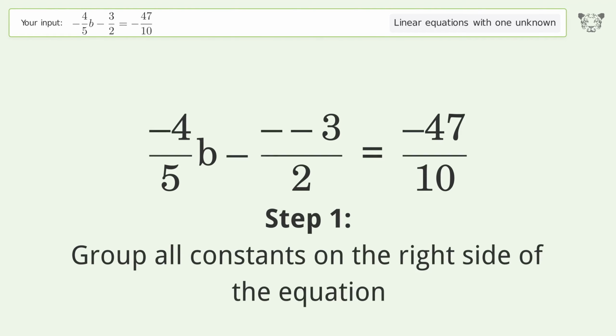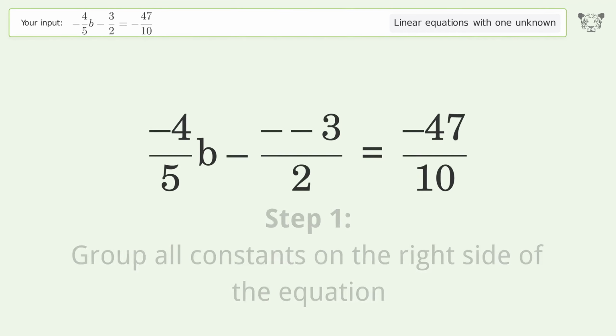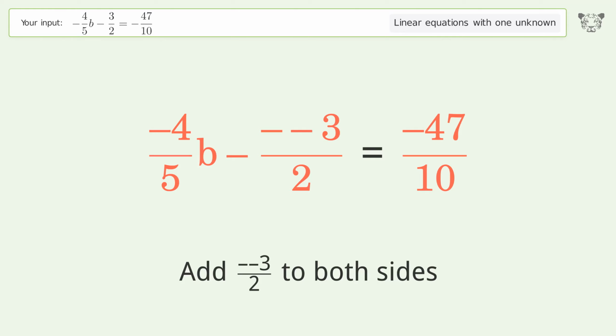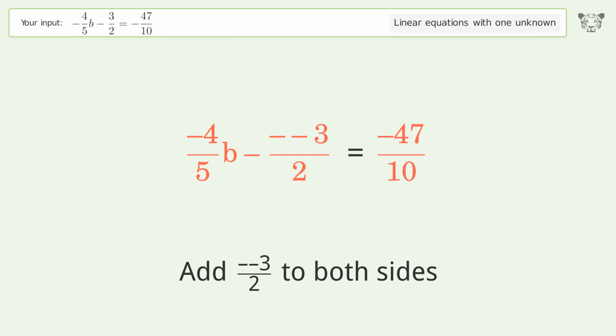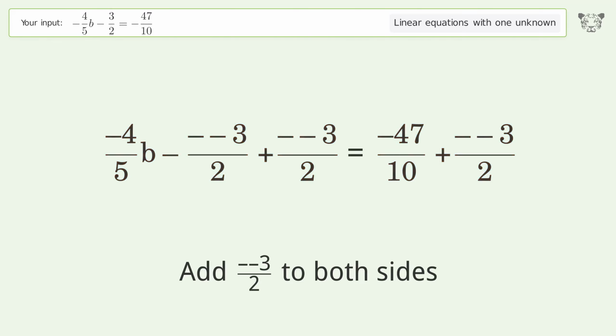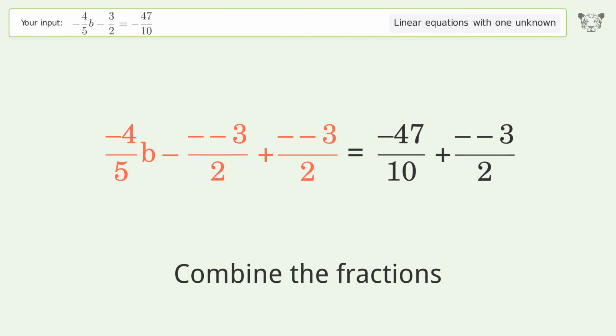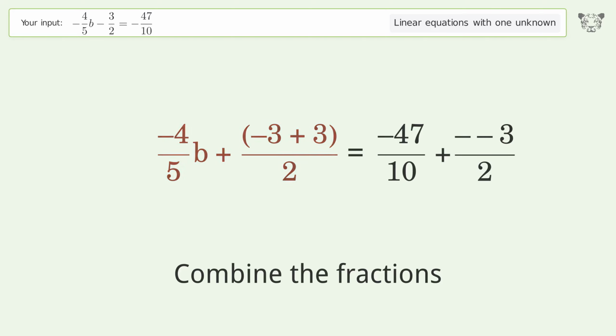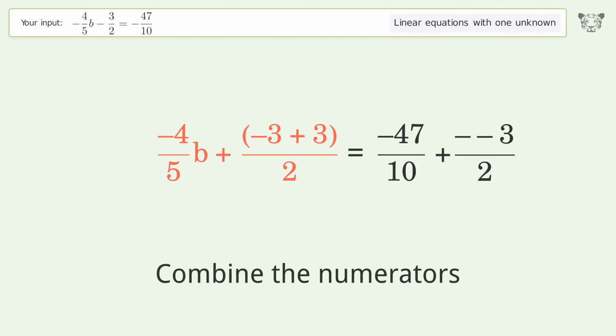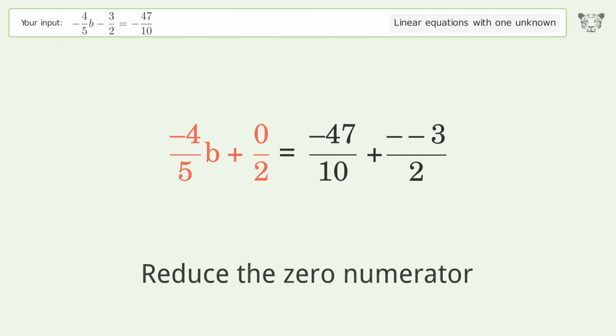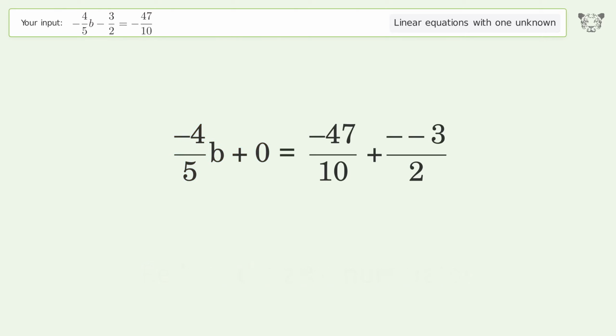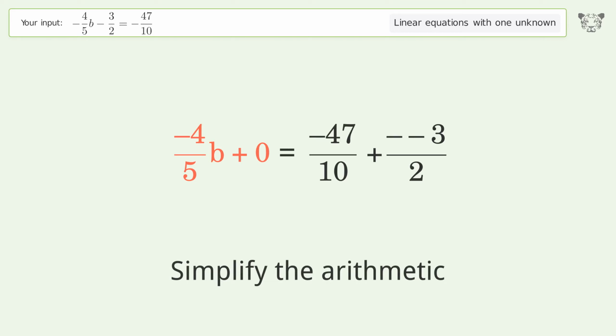Group all constants on the right side of the equation. Add -3/2 to both sides. Combine the fractions. Combine the numerators. Reduce the zero numerator. Simplify the arithmetic.